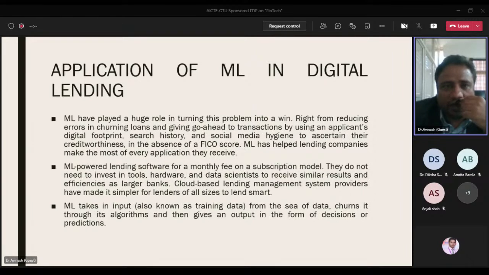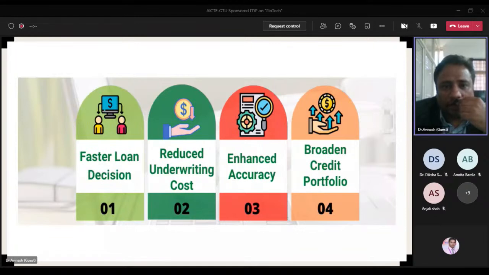These are the applications of machine learning in digital lending. Machine learning has played a huge role in turning the problem into a win, right from reducing errors in churning loans to giving the go-ahead to transactions by using an applicant's digital footprint, such as search history or social media hygiene, to ascertain creditworthiness. With machine learning powered lending software available for a monthly fee on a subscription model, they do not need to invest in tools, hardware and data. Suppose you have a loans company, then you can use a particular machine learning tool on a subscription basis. So this is how it helps: faster loan decisions, reduced underwriting cost, enhanced accuracy, and broader credit points.